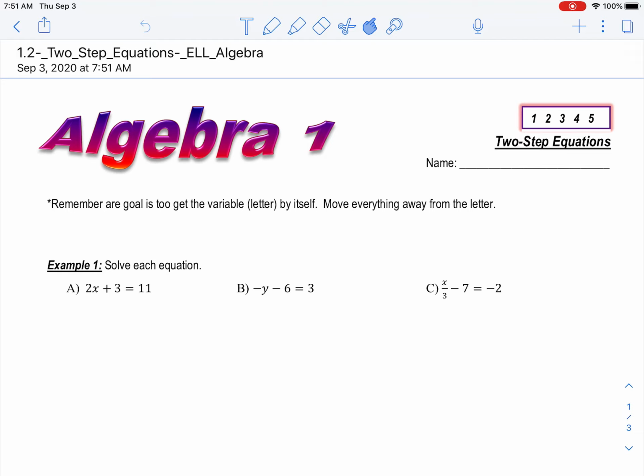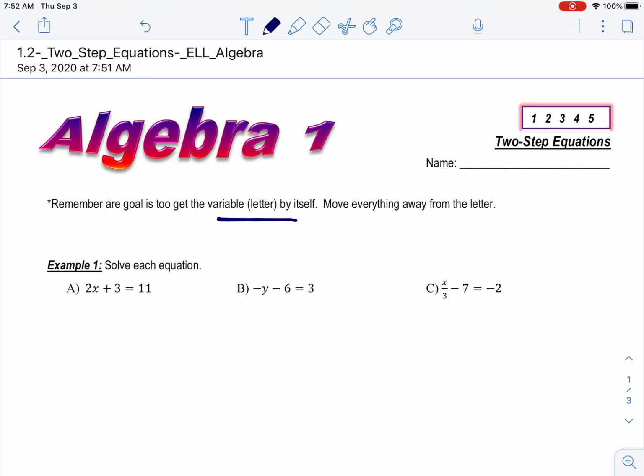All right. Today we're going to go ahead and get into two-step equations. Before this section we were looking at one-step equations, so we either added or subtracted the number away from the x, or we multiplied or divided the number away from the x. Remember, our goal is to get the variable or the letter by itself. So we're going to move everything away first.